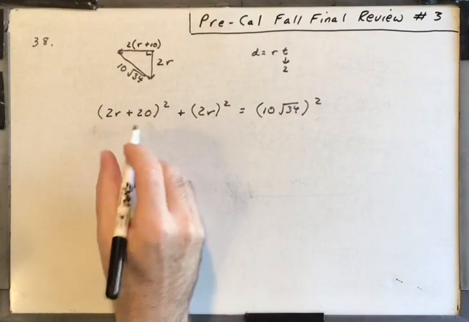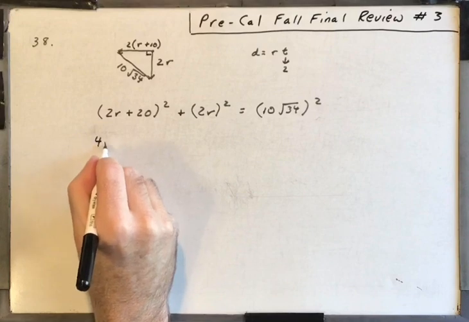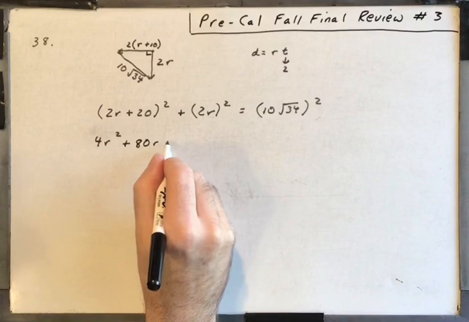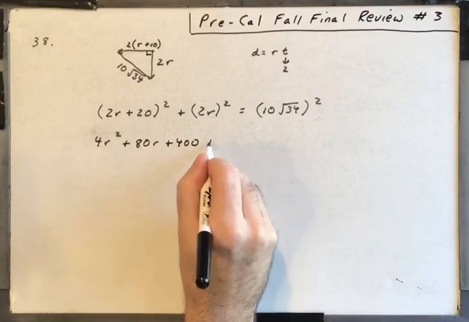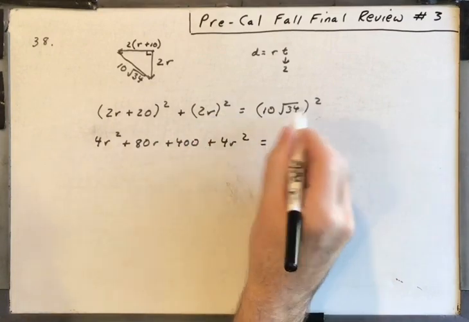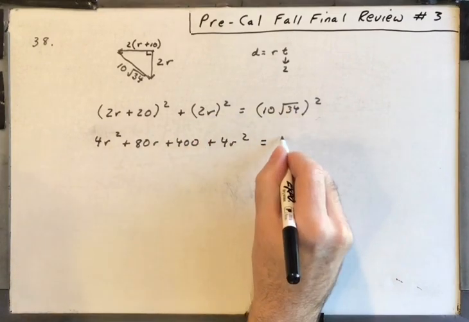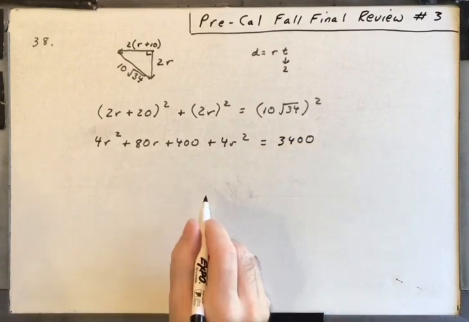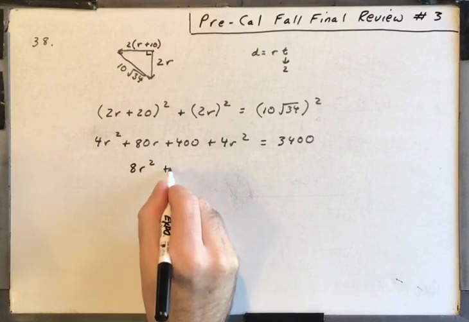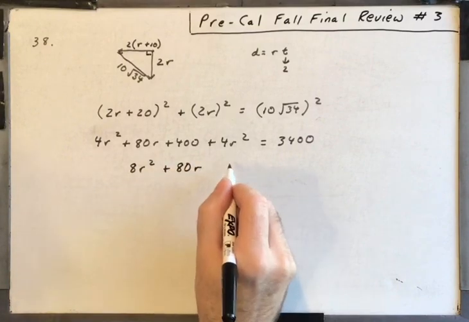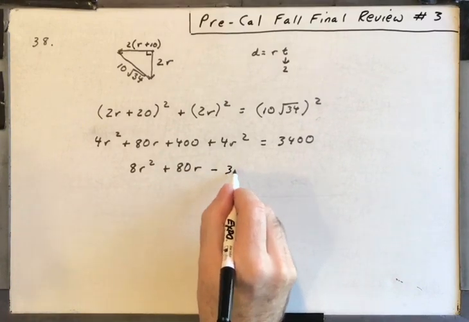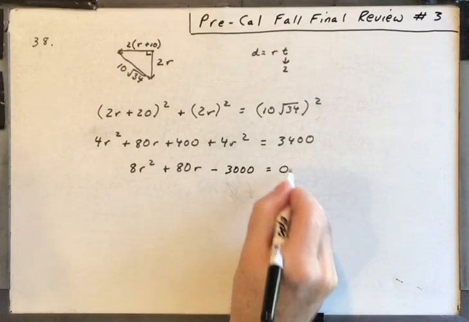We got to FOIL this out, all right? So that's going to be, if you write it twice, FOIL it out, 4r squared plus 80r plus 400 plus 4r squared for this one. And 10 squared is 100, root 34 squared is 34, so that'd be 3400. All right, let's consolidate. 8r squared plus 80r, and move this over here. That'd be minus 3000 equals 0.